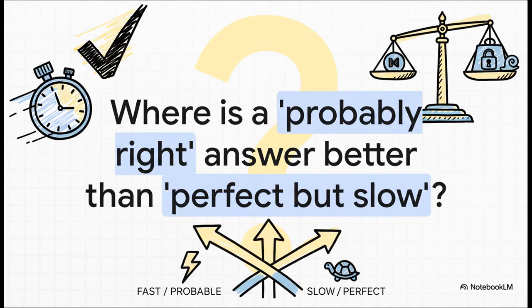And that kind of leaves us with a final thought, doesn't it? The Bloom filter teaches us this really powerful lesson about trade-offs. It shows that sometimes being probably right and incredibly fast is way more valuable than being perfectly right but painfully slow. So my question to you is, where else in your life is that true?